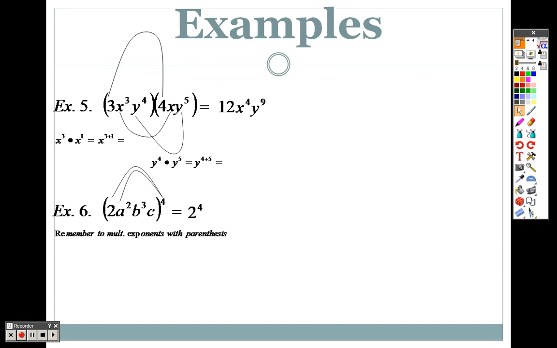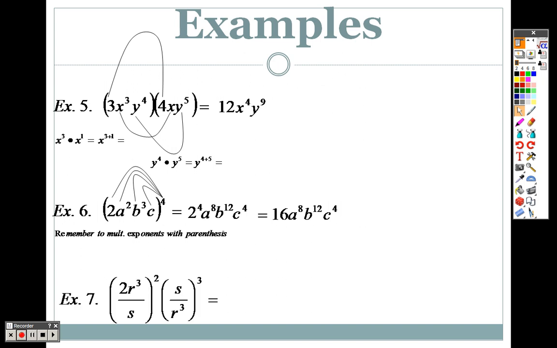Then I have that 4, and I have to take it through to the a squared, so 2 times 4 is 8, so that's really a to the 8th power. And I have a b to the third to the 4th, so 3 times 4 is 12. And I have a c, and that's like saying c to the first power, remember. So 1 times 4 is 4. And 2 to the fourth power, I could rewrite it if I wanted to as 16. So 16, a to the 8th, b to the 12th, c to the 4th.